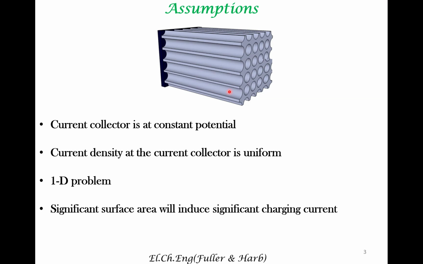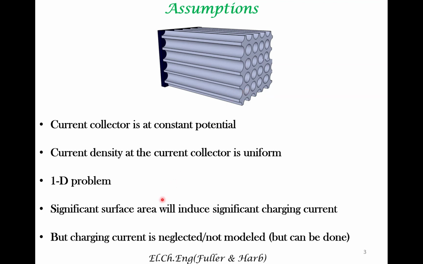From fundamental electrostatics, Q is equal to C times V, right? Charge is equal to capacitance times voltage. So dQ by dt is I, is equal to C times dV by dt. So whenever you have significant interfacial area, there is also a possibility of large capacitative currents. Okay, so because the capacitance is proportional to the interfacial area. So for now, we are going to neglect the capacitative currents, but these charging or capacitative currents can be modeled and included at a later stage.